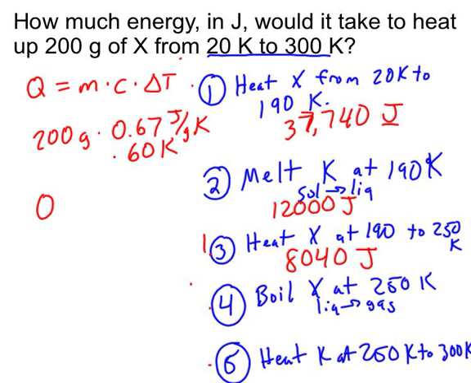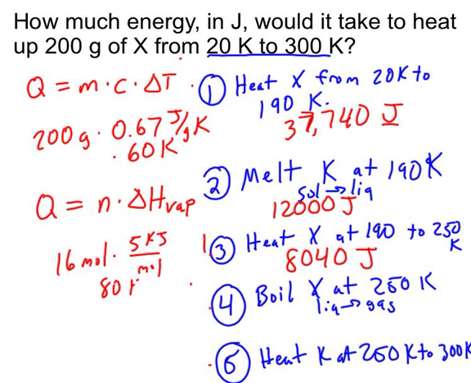Now we're going to boil it. Again, a phase change uses Q equals n times delta H. This time it will be vaporization because we are vaporizing it. It's the same number of moles as before, which was 16 moles. The heat of vaporization was 5 kilojoules per mole. So 16 times 5 is going to give me 80 kilojoules. Once again, that's not compatible, so I convert that to joules, which is 80,000.